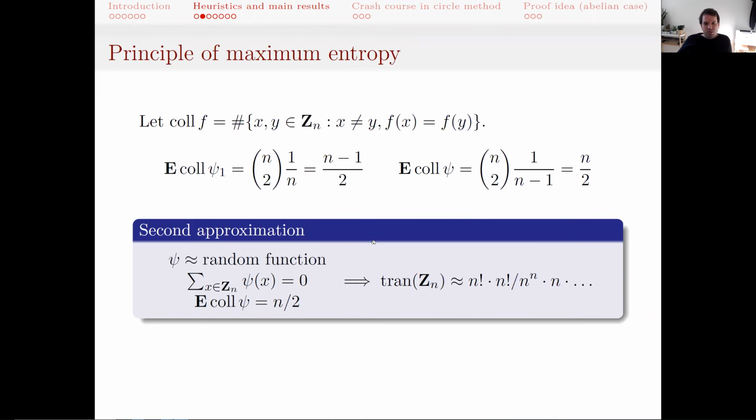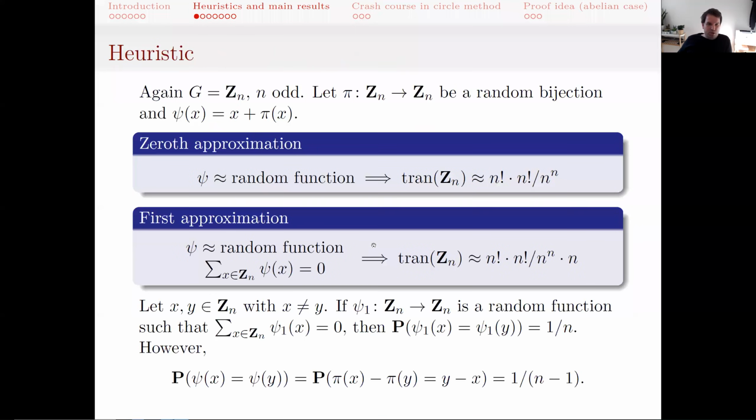So previously, in our zeroth approximation and our first approximation, answering this question was quite easy. Here, in the zeroth approximation, we didn't have any condition for our function, so our default choice was just to take uniformly distributed functions. It seemed a natural default choice.